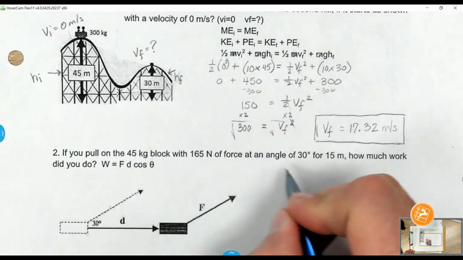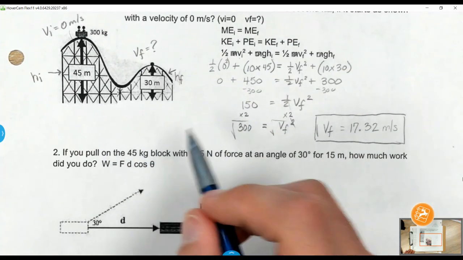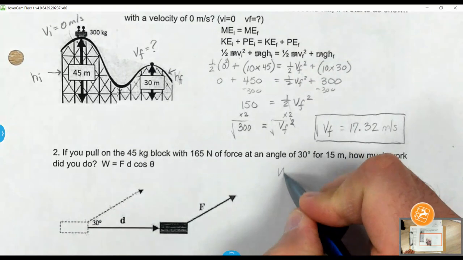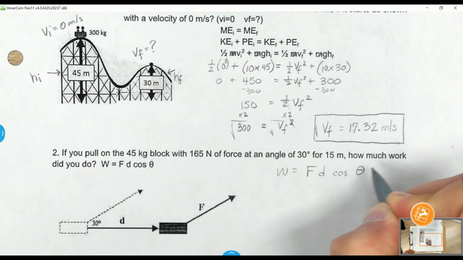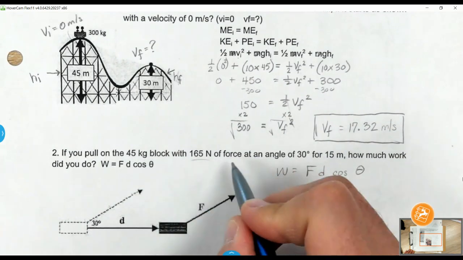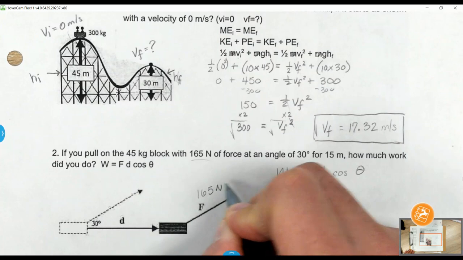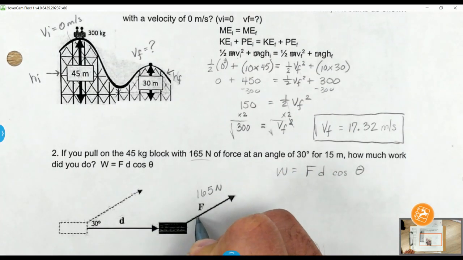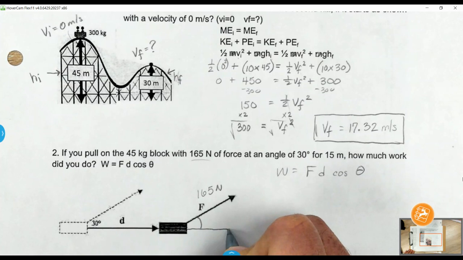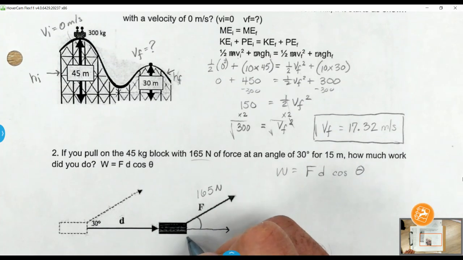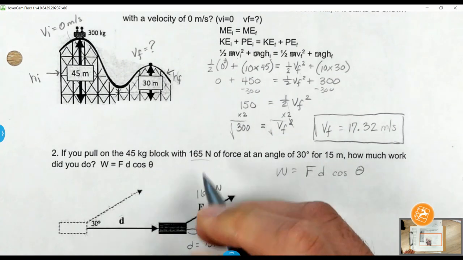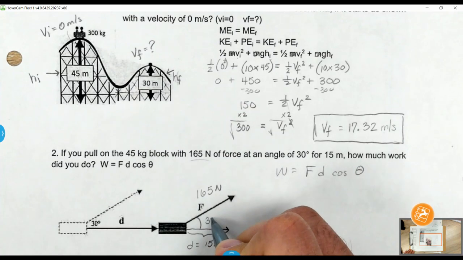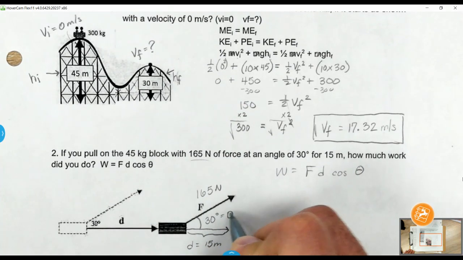The following problem, they give you a mass, but we don't need that because the equation is work is equal to force times distance times cosine of theta. The force that they tell us we pull with is 165 newtons. The distance we move is 15 meters. And we pulled this at an angle of 30 degrees. So that's theta.